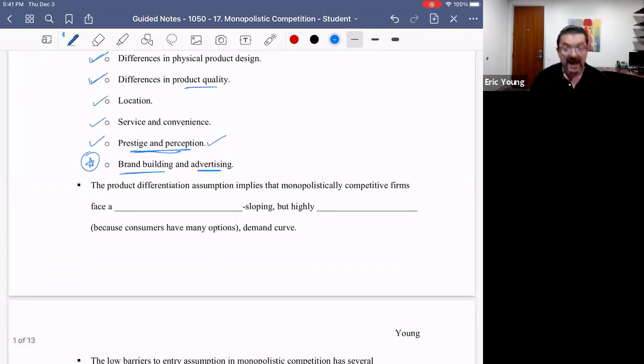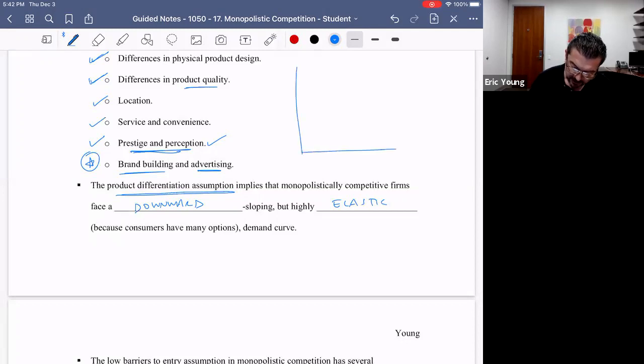Let's move on. We had these different assumptions in the model. The product differentiation assumption that we talked about implies that firms in the monopolistically competitive market, I'm going to call it MC, monopolistically competitive, MC, will face a downward sloping but highly elastic demand curve, okay? So, we have P and we have Q, 0 there. The monopolistically competitive firm will have a downward sloping but highly elastic demand curve.